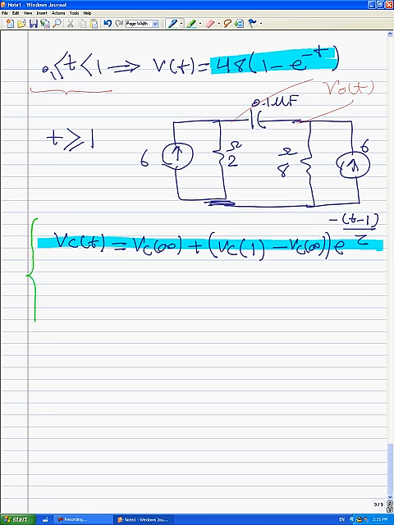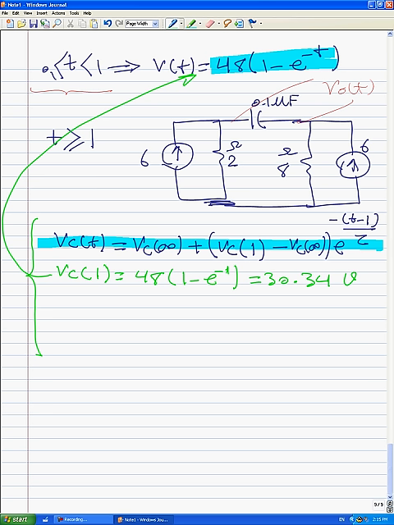For this equation, we know the voltage at 1 second. For this reason, we should put 1 in this equation. That's why output voltage at 1 is equal to 48 times, instead of t, we should put 1, and it should be 34 volts.